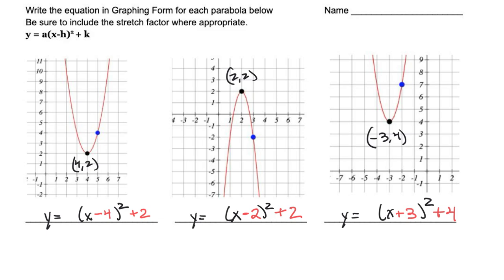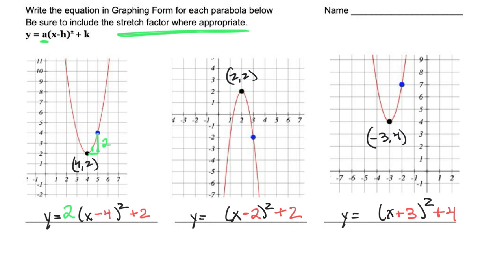The final piece is to include the stretch factor where appropriate. That's what it says up here, and there is a stretch factor in each of these. The easiest thing to do, and you see you have a blue point indicated, is from the vertex, move over 1 unit, and however far up or down, that is the a value. In this case, the blue dot is 2 units up, so your a value equals 2. And you just put that out in front where you see an a in your graphing or vertex form of the equation.